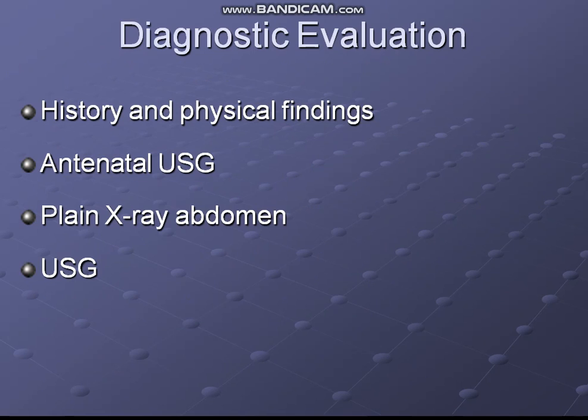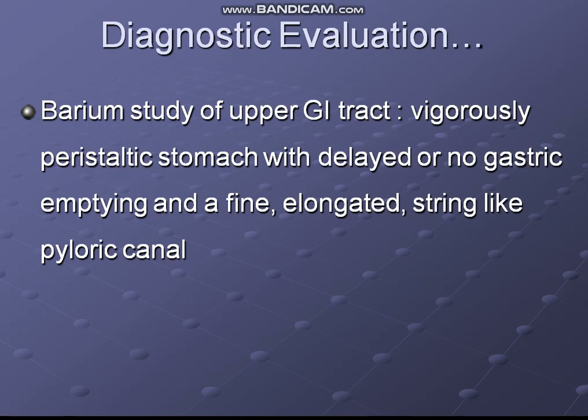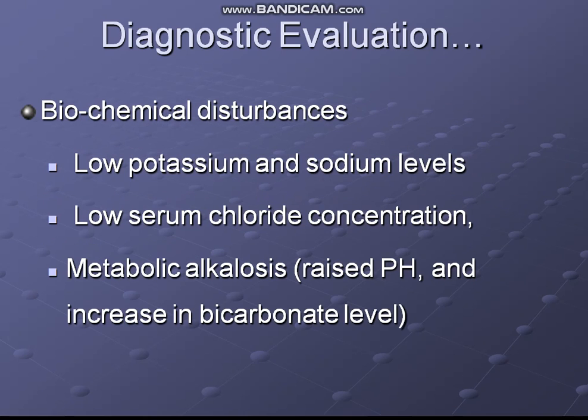history and the physical examination, antenatal USG, plain X-ray abdomen and an ultrasonographic study, barium study of the upper GI tract which may show vigorous peristaltic movements of the stomach. Gastric emptying would be delayed or it would be absent. The pyloric canal will have the appearance like a fine elongated string-like canal. Biochemical disturbances are found like low potassium level and sodium level, low serum chloride concentration.